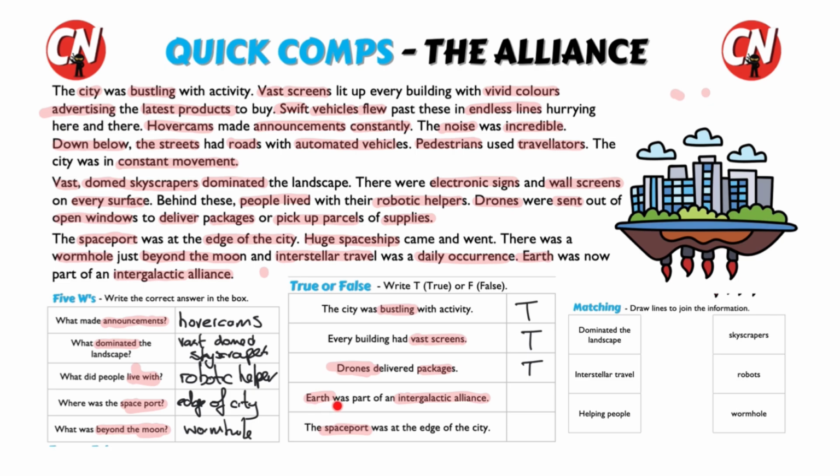Next question. Earth was part of an intergalactic alliance. Remember it saying that near the bottom. Earth was now part of an intergalactic alliance. This one's true, so we're not guessing. A lot of children tend to just guess with true or false questions. We're not guessing. We're finding the facts.